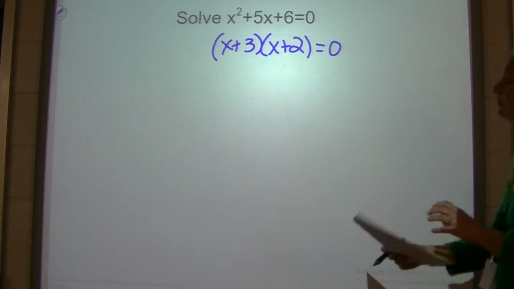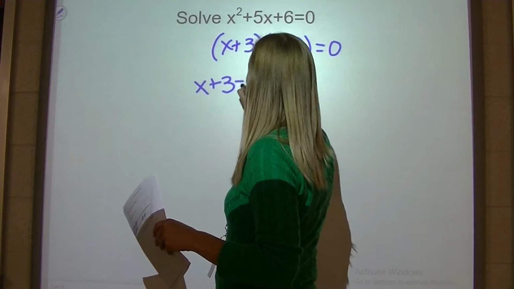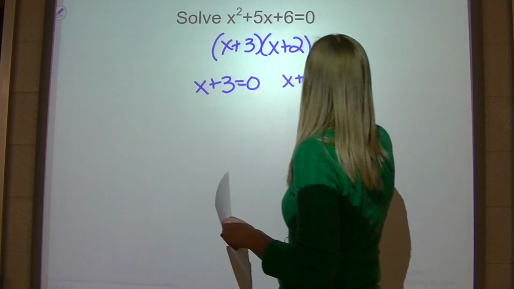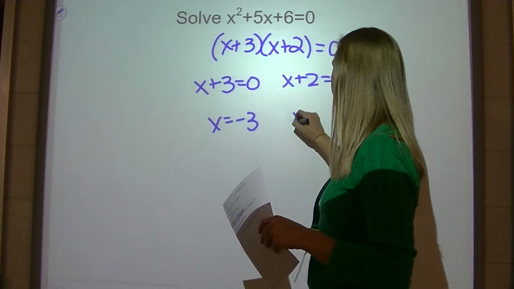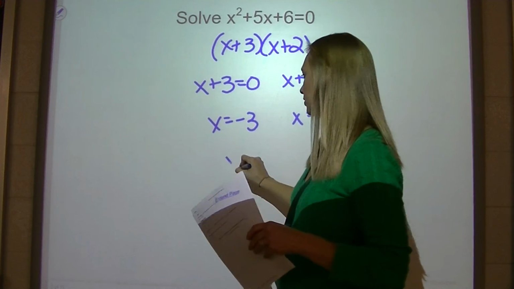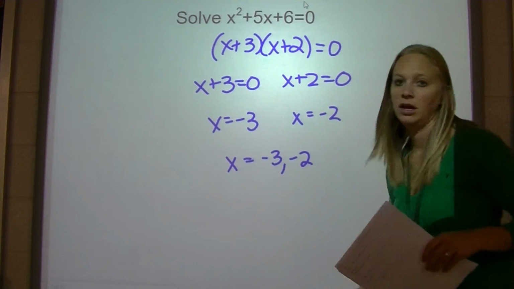So like you saw in the example before, to solve this, all we do is we take each factor and set each factor equal to 0 and solve. So we get x is negative 3 and x is negative 2, so the solutions are x equals negative 3, negative 2.